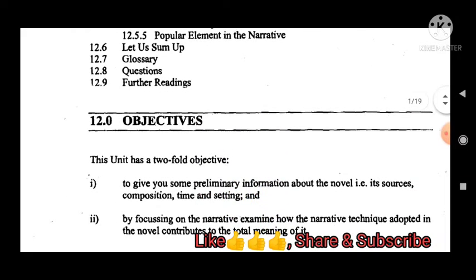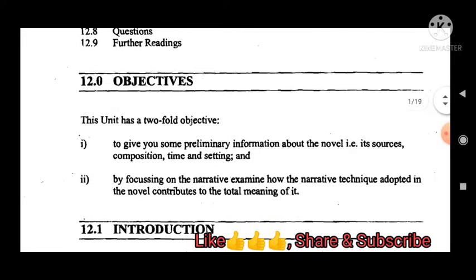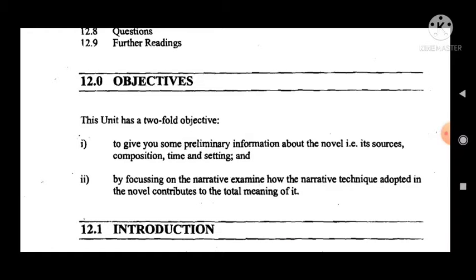Okay, so today we will go to the objectives. Every unit has its own objectives, so we will study the objectives of this unit. On Huckleberry Finn's narrative, you will get one long question, sure shot. Maybe it can be on the narrative technique of Huckleberry Finn. So it is a very important chapter from the exam point of view.